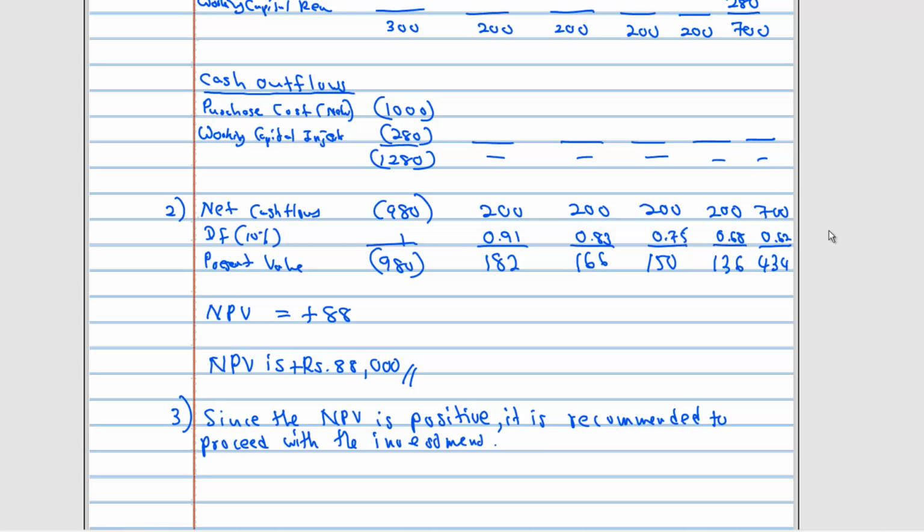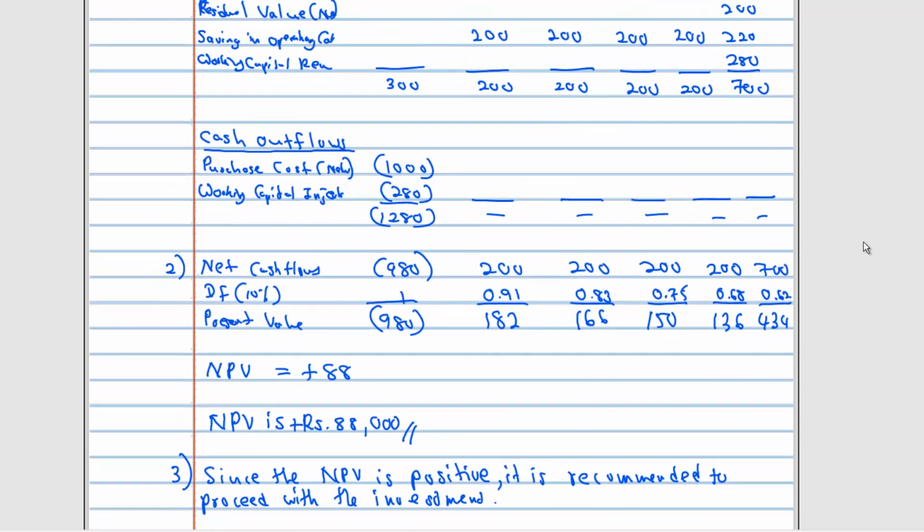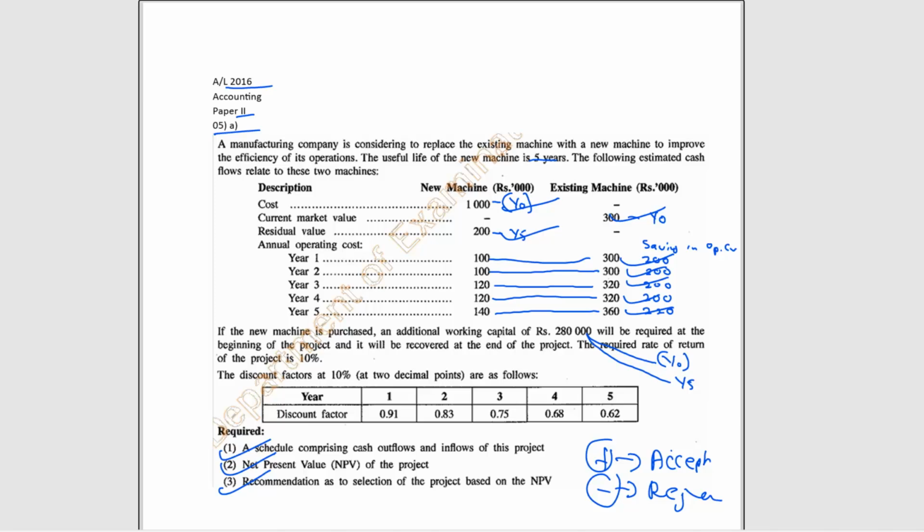So this is how you can do an NPV question. That's simple. If you look at this particular question, the extra difficult part is only identifying the saving in the operating cost.